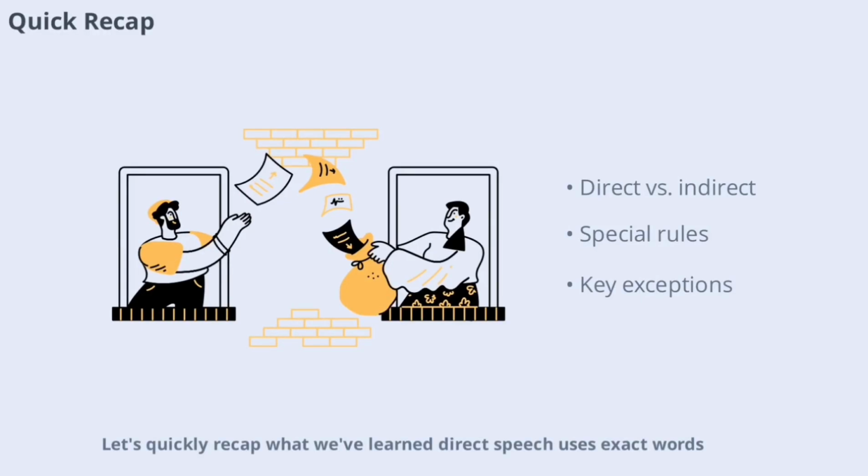Let's quickly recap what we've learned. Direct speech uses exact words. Indirect speech reports meaning with changes in tense, pronoun, and time/place words. Special rules apply to questions, commands, and exclamation, and there are important exceptions for universal truth and modal verbs. Keep practicing to master these concepts.